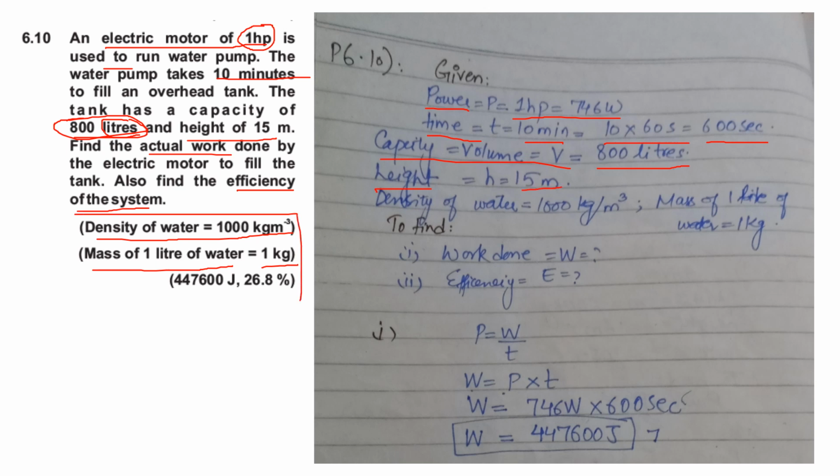In this area, the density of water is also known, that is equal to 1000 kg per meter cube. All of you know that density is basically the mass per unit volume, right? And the mass of 1 liter of water is equal to 1 kg. That is also given in the problem. Now we have to find out the work done and the efficiency.